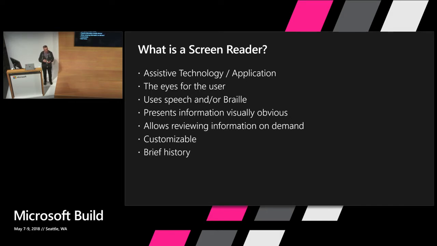So they can hit commands that will maybe read the title bar of the focused active window, or the focused control, or the line I'm on, or many other commands that the screen reader user is going to know how to deal with to be able to get oriented again of where they are.